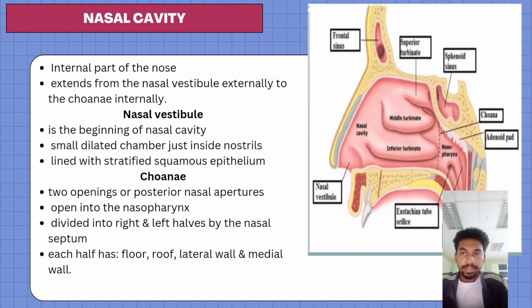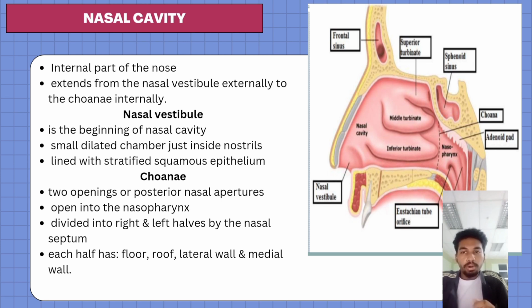We move on to the nasal cavity. The nasal cavity is the internal part of the nose, which is inside the nose. It extends from the nasal vestibule externally to the choanae internally. So basically, the nasal vestibule is the beginning of the nasal cavity, a small dilated chamber just inside the nostrils, lined with stratified squamous epithelium. And also we have the choanae.